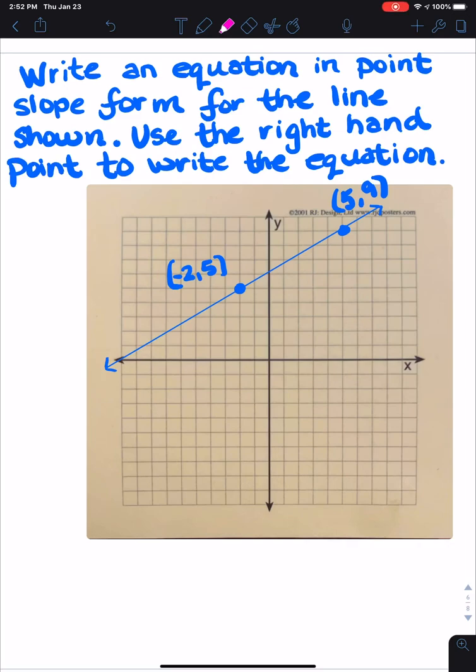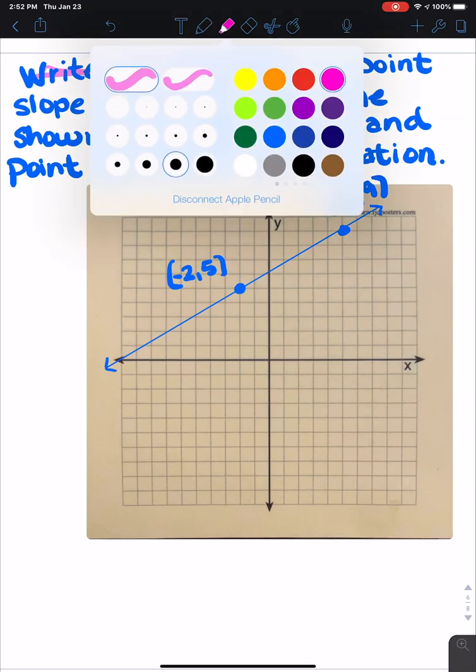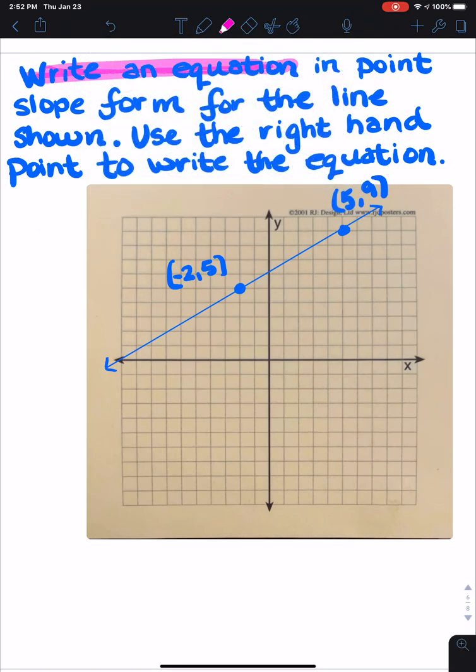Okay, guys, let's take a look at some of the point slope stuff that we've been looking at over the last couple days. So this one says that they want us to write an equation. Let me see if I can make this bigger. There we go. In point slope form for the line shown, and use the right-hand point to write the equation.